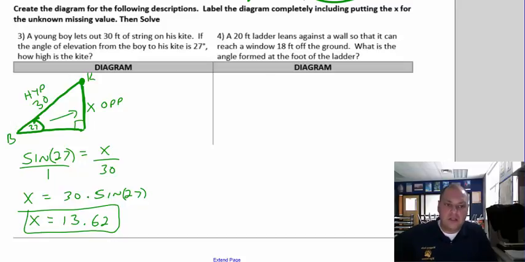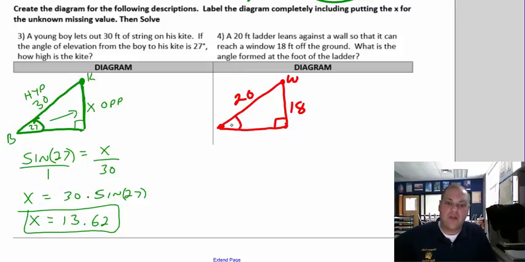A 20-foot ladder leaning against a wall. So there's the ladder, and then there's the wall. There's the foot of the ladder to the wall. A 20-foot ladder and a window 18 feet off the ground. So here's the window, and it's 18 feet off the ground. What is the angle formed at the foot of the ladder? The foot of the ladder is at the bottom of the ladder. So we'll call that F, foot of the ladder, and you can call this whatever you want. We're trying to find that angle right there.